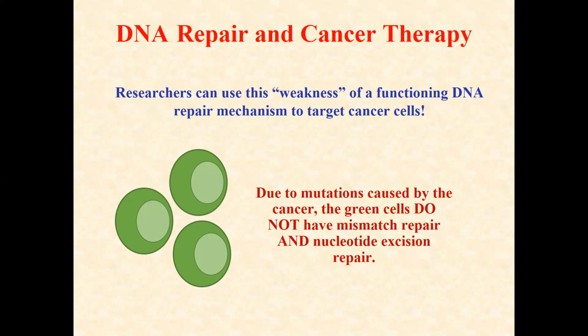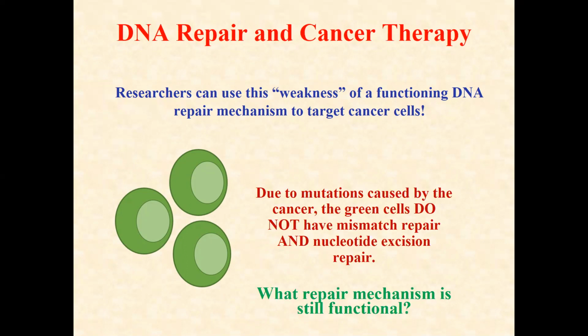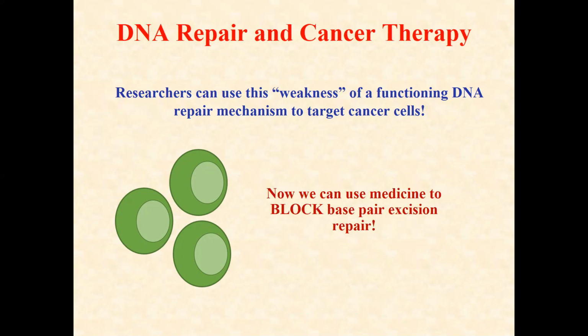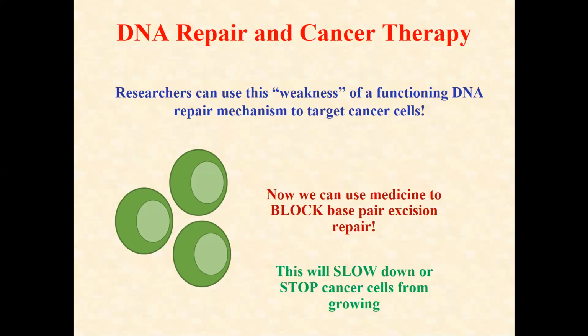The green cells do not have mismatch repair or nucleotide excision repair. What repair mechanism is still functional? So what do we need to do? Thanks to modern research, we have a way to target this. There are special ways to target these cancer cells without harming your surrounding healthy cells, called targeted therapy. This means that the drugs are not or less cytotoxic.